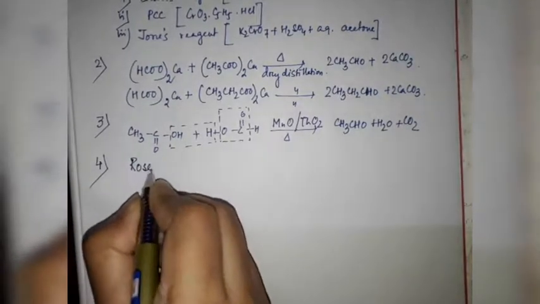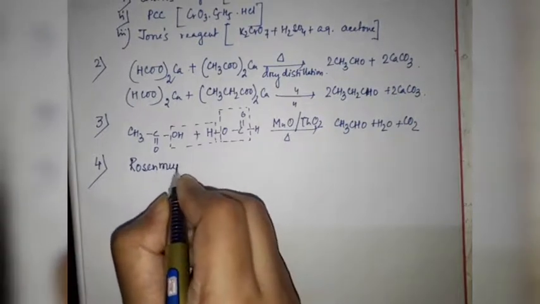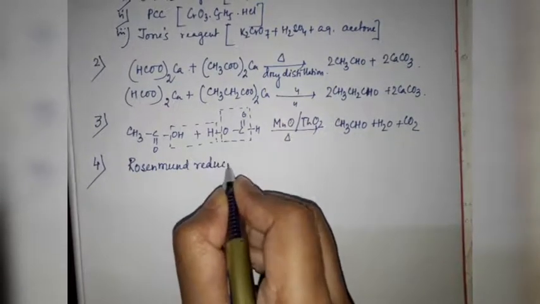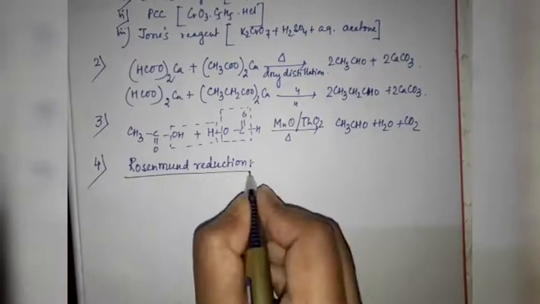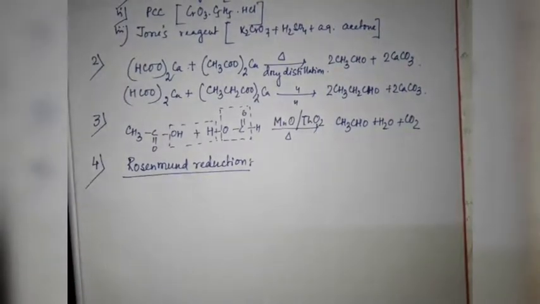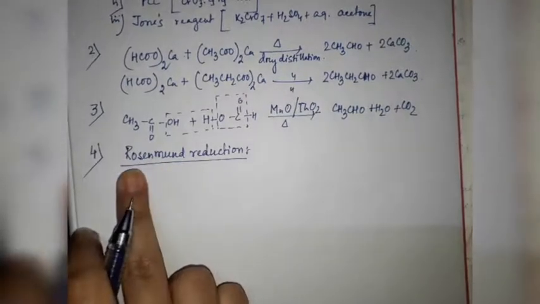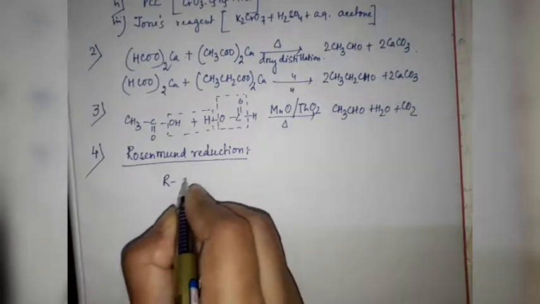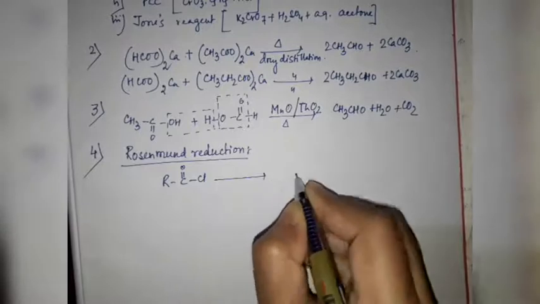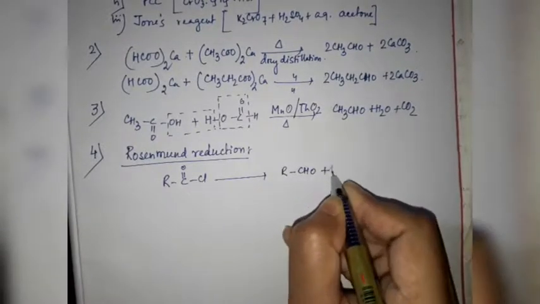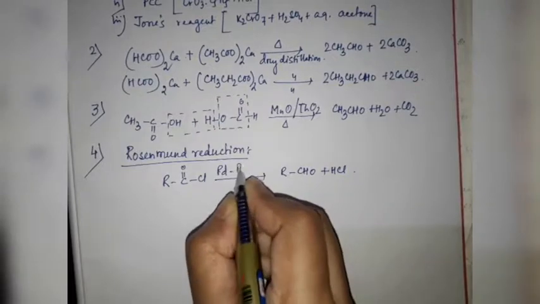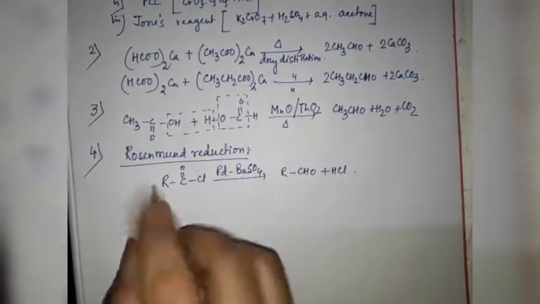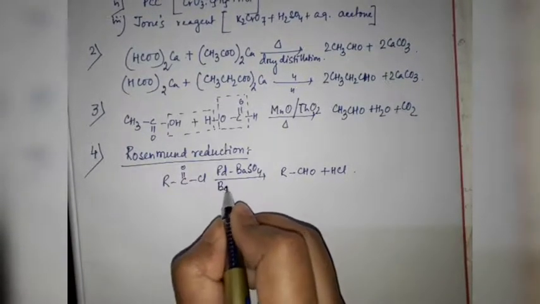Okay, so next is a name reaction. This is very important, Rosenmund reaction, or we can write Rosenmund reduction. This is basically a partial reduction procedure, and the reaction is named after the name of the discoverer. Actually from acid chlorides we get our aldehyde in this process. We use palladium catalyst deposited over barium sulfate, and we take this acid chloride in boiling xylene.